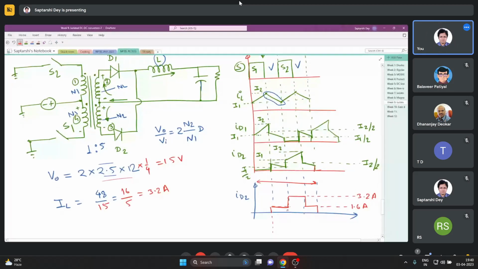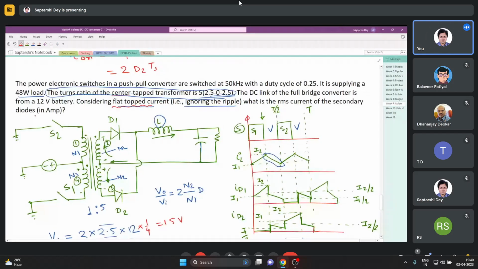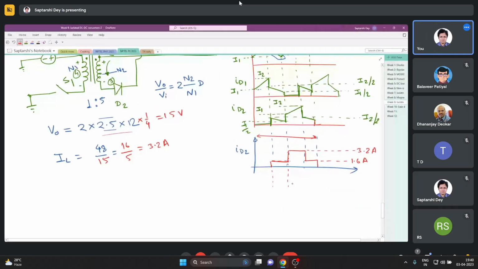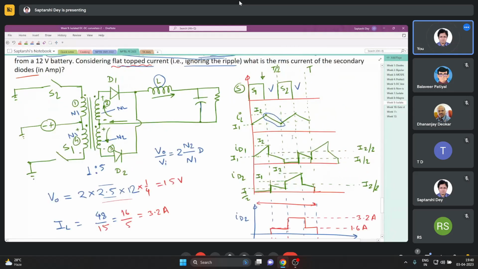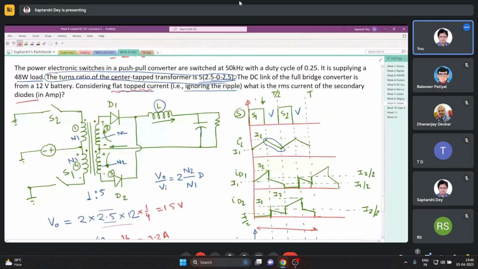1.6 ampere. Now we have been asked to find out the RMS current of the diode. Okay, we already know the waveform. All we need to know is the duration, for how long it is, how much. So it is 1/4. So this is T by 4. Just a second. When they say 1/4, this is T by 4.